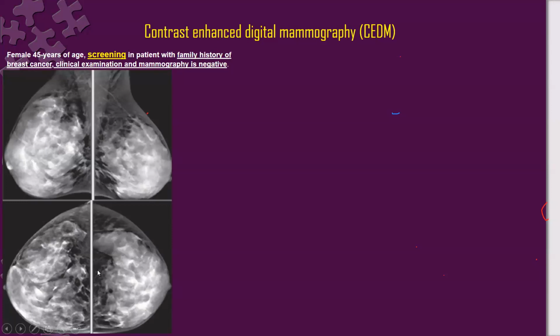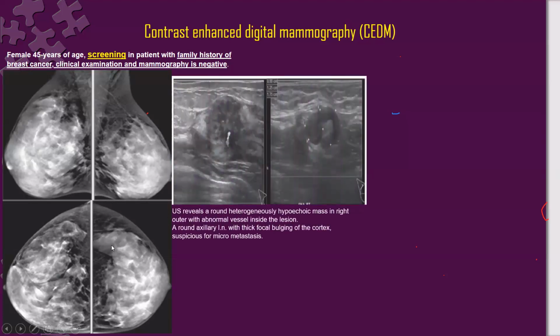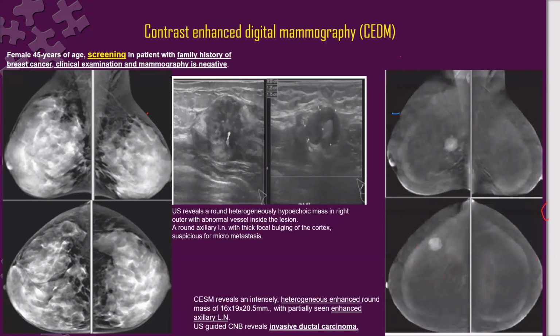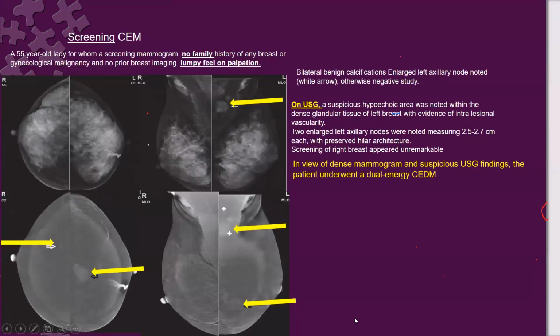If you look at this, this screening mammogram demonstrated extremely dense breasts in a patient having a family history, and clinically she has no findings, and this mammography is negative for breast cancer. Ultrasound demonstrates suspicion both in her right breast as well as axilla, and the contrast study demonstrates a unifocal enhancing cancer and an enhancing lymph node, proven to be invasive ductal carcinoma.